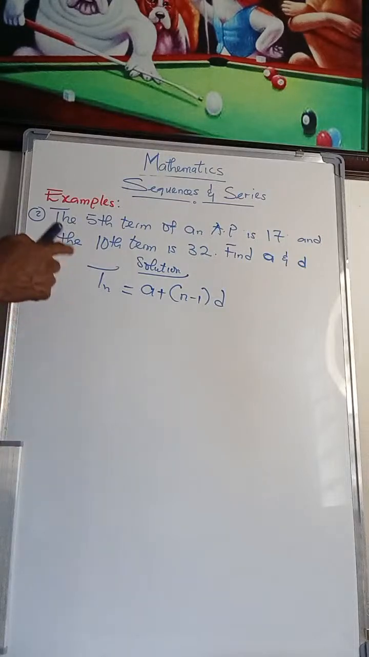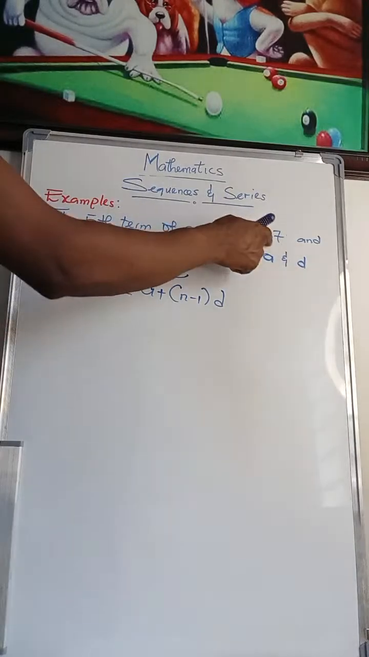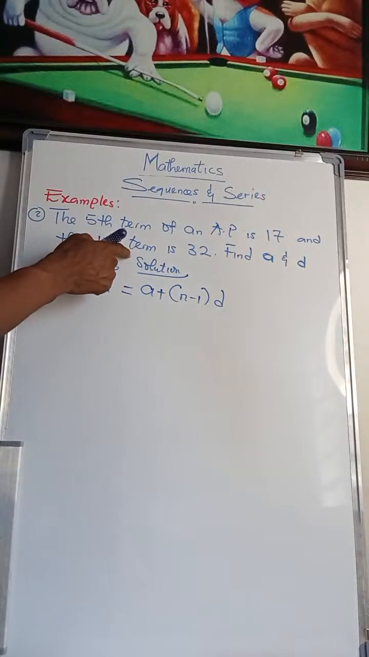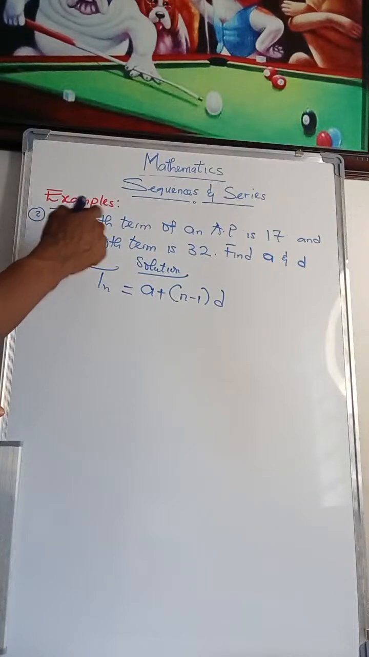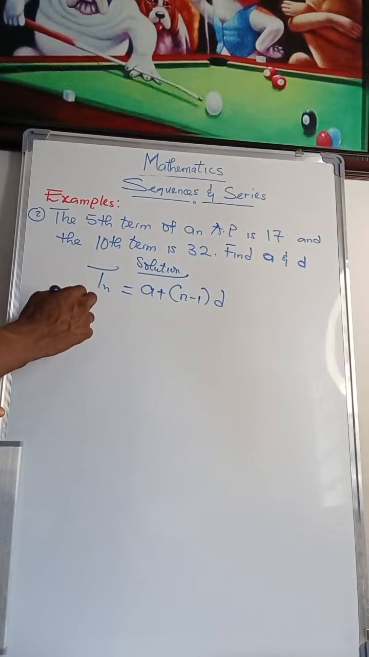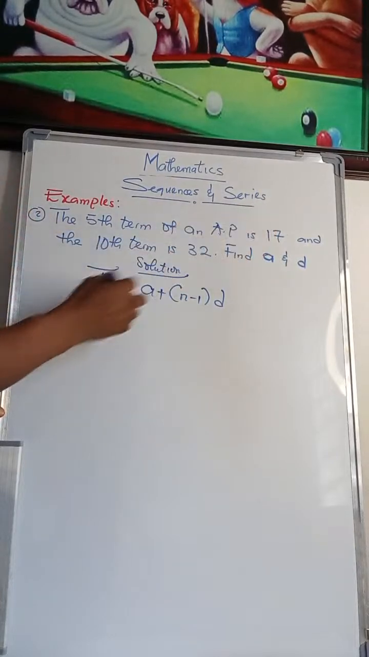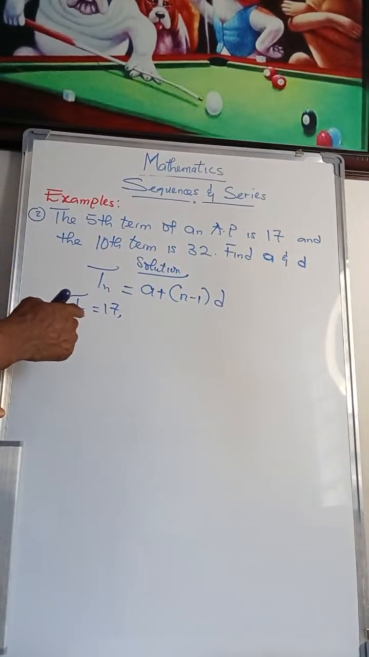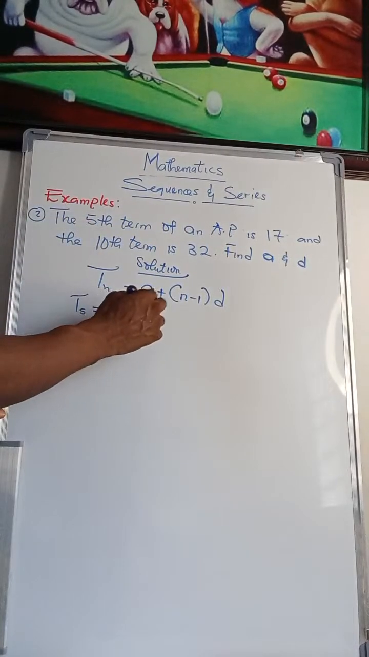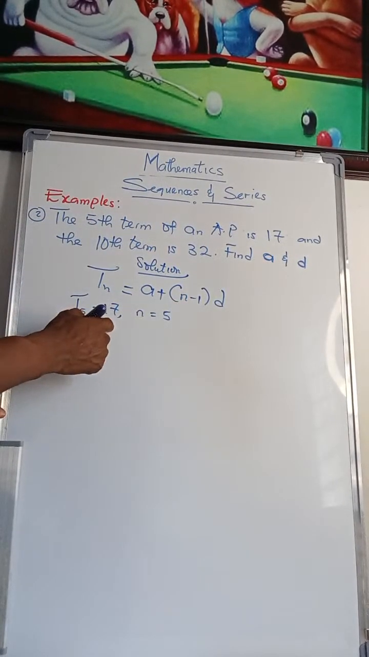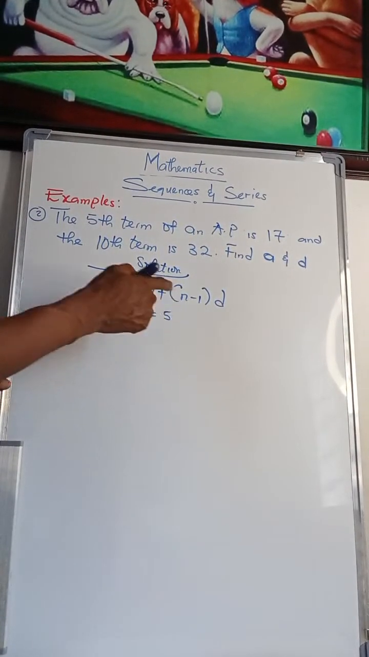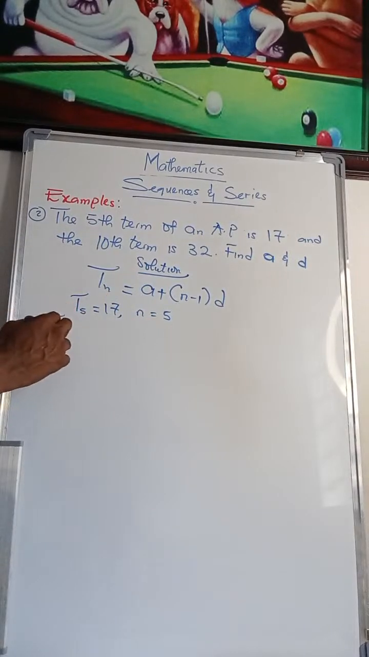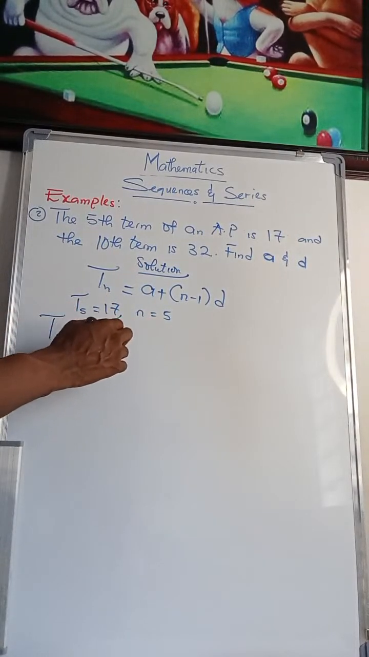All right, so we have two different terms here. We have the fifth term, which is given to be 17. We also have the 10th term, which is 32. So we're going to do that separately. Let's start with the fifth term. For the fifth term, our T5 is given to be 17. And that means that in this case, our n is 5. That is the first case. So now let's use this formula to generate the first equation. Right, so our T5 equals a plus, then what is our n?